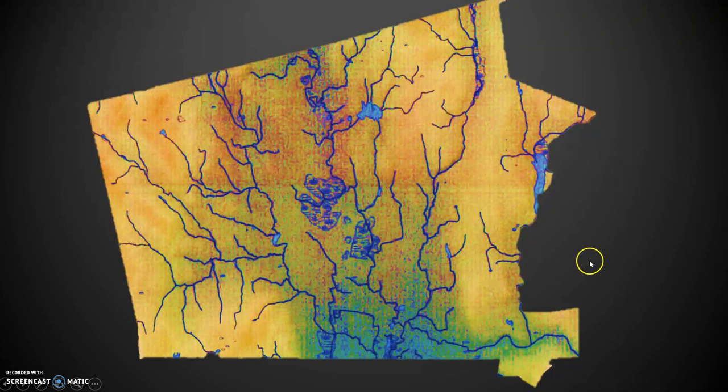Also included on my map are the lakes located in Keene, denoted by the solid blue shapes on the map. I also included the swamps, which are located here and here and here.